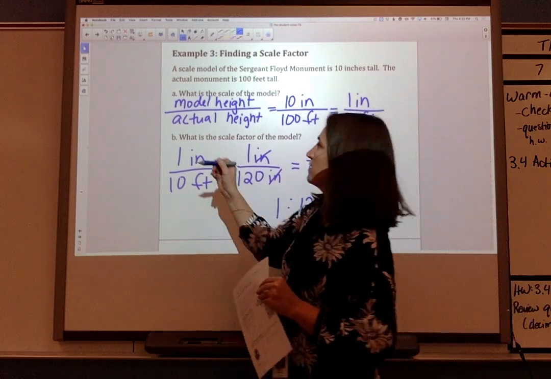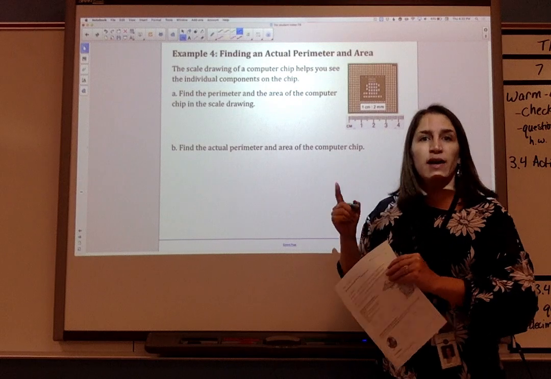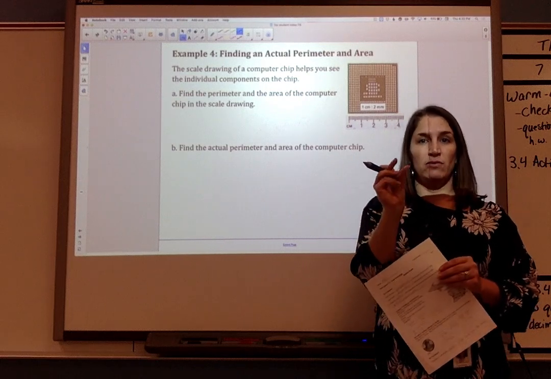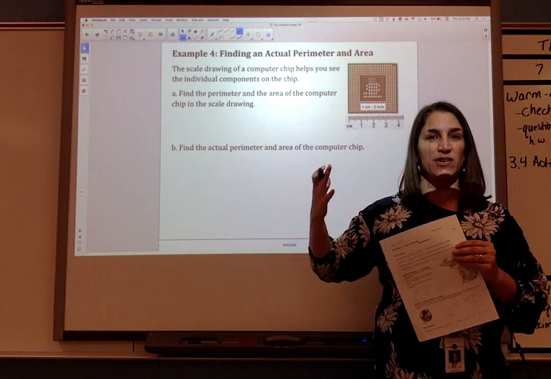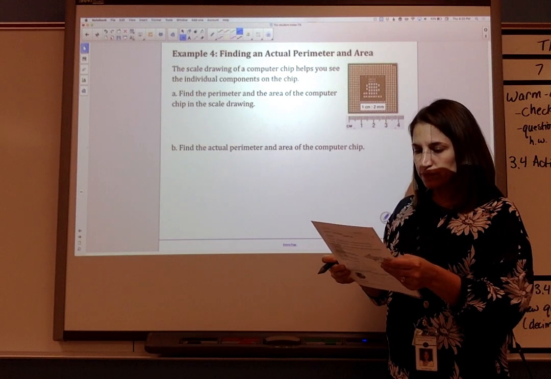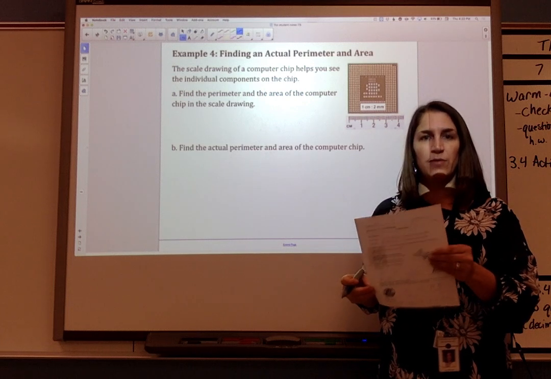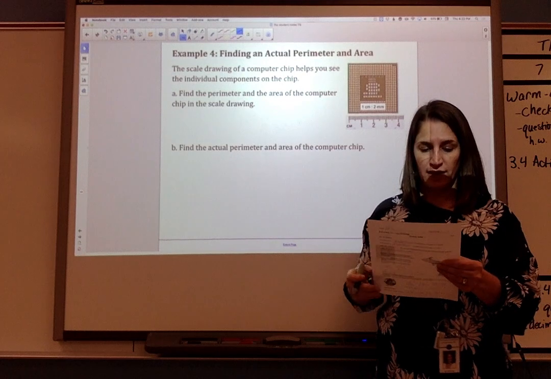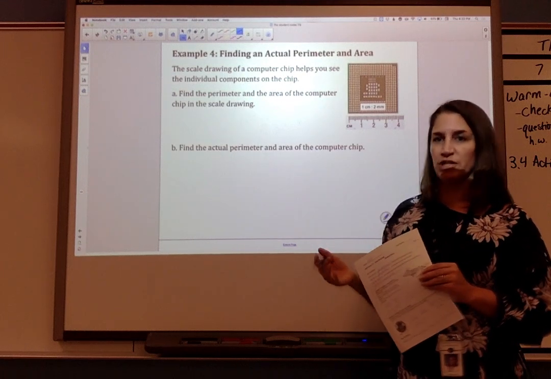All right, one more example. Here we have a scale drawing of a computer chip. So in real life, this computer chip is teeny tiny, but the scale drawing is bigger so that we can see some details. So we're going to find the perimeter and the area of the computer chip in the drawing, and then we're going to find the actual perimeter and area of the computer chip.